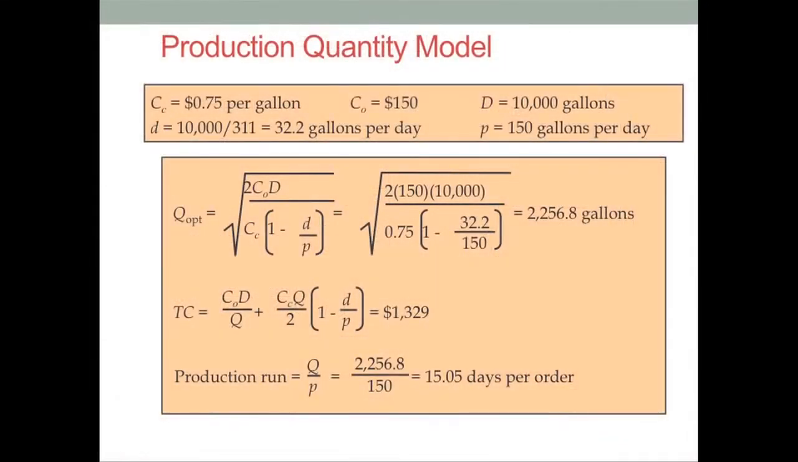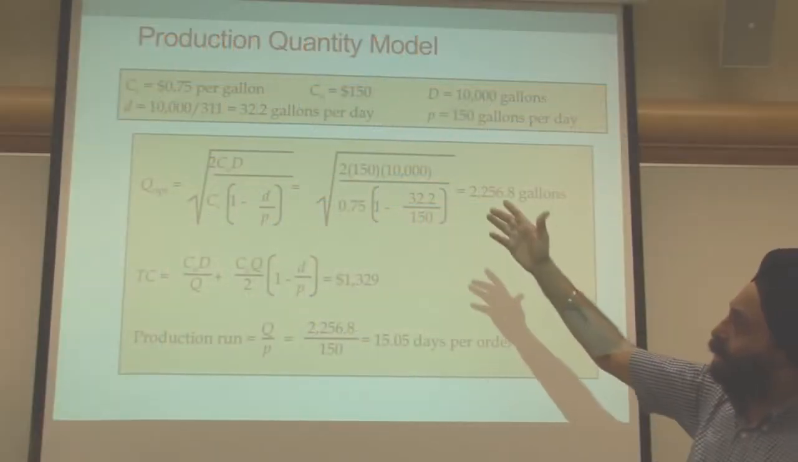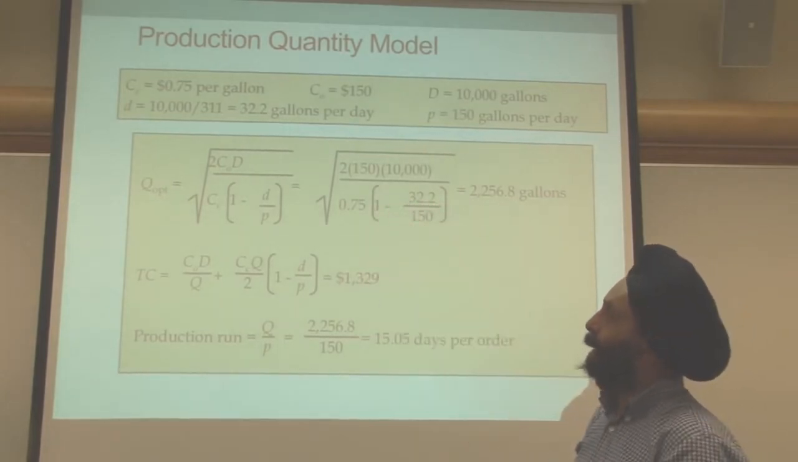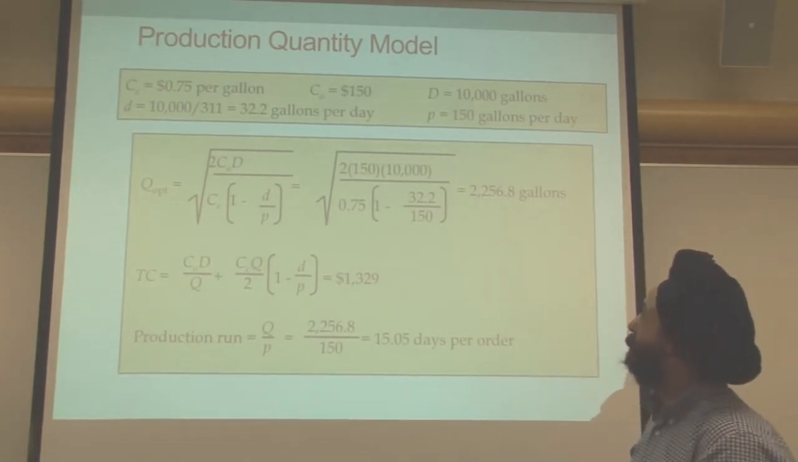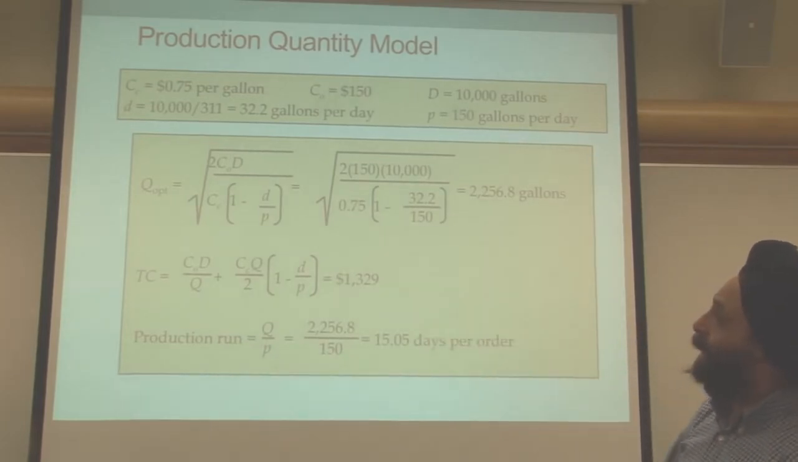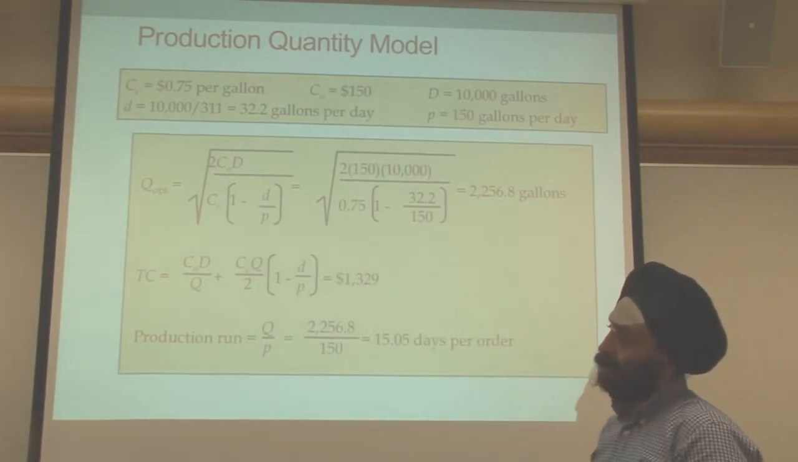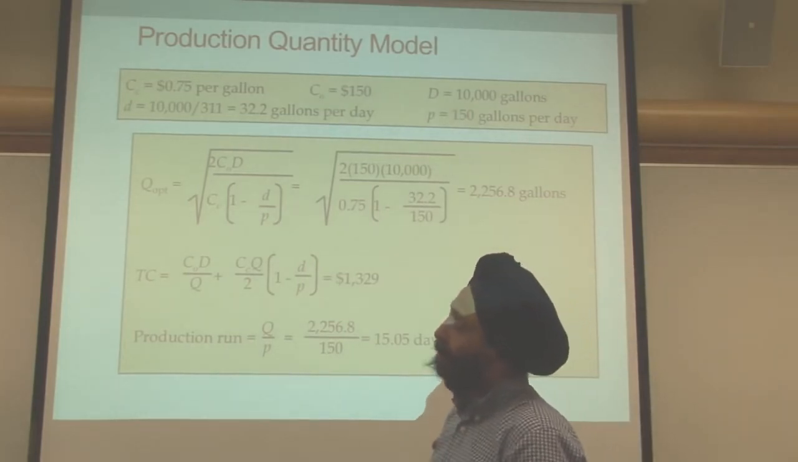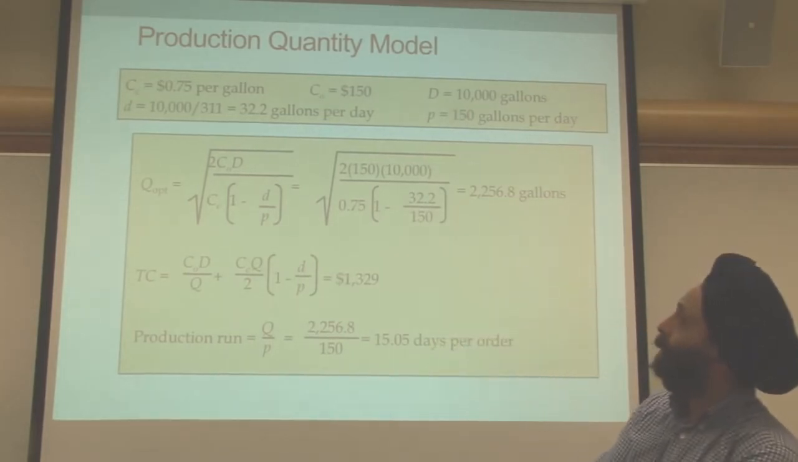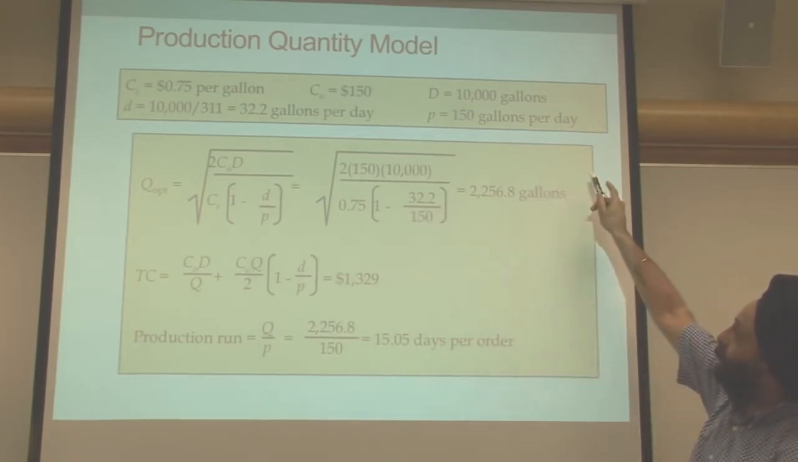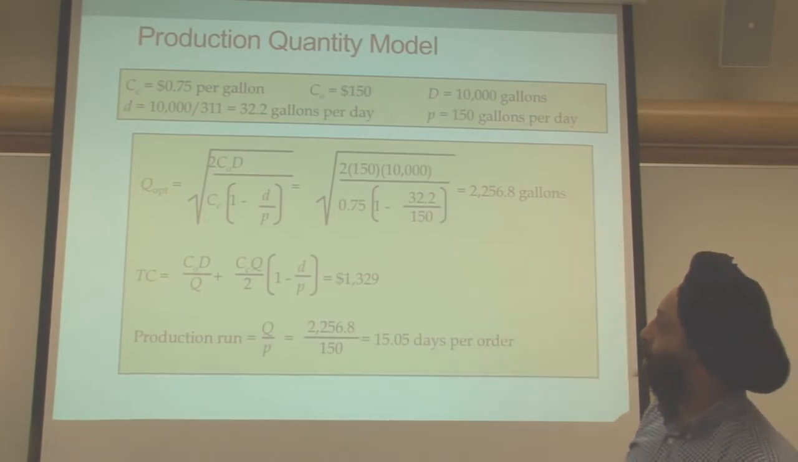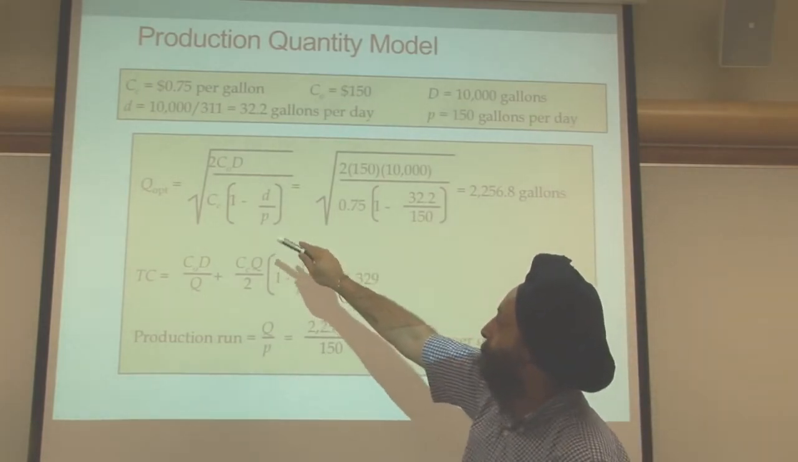In this case, for the production quantity model, let's give an example. You have CC, same example where it's 75 cents per gallon and ordering cost is $150 per order. Demand in a year is 10,000 gallons. Now, the daily demand rate, given that the store is open 311 days in a year, is 32.2 gallons per day, which is 10,000 divided by 311. But our production capability is 150 gallons per day.